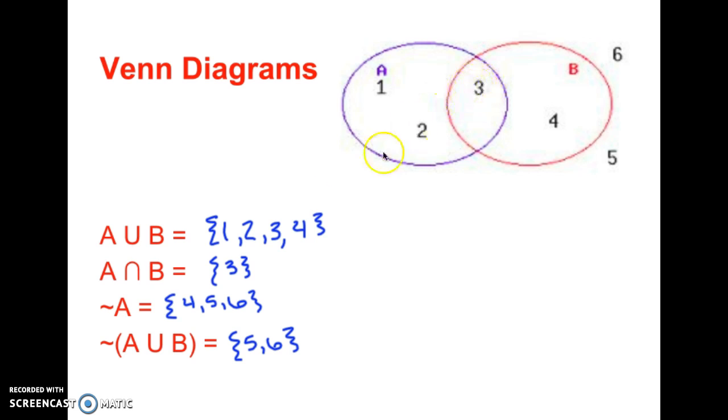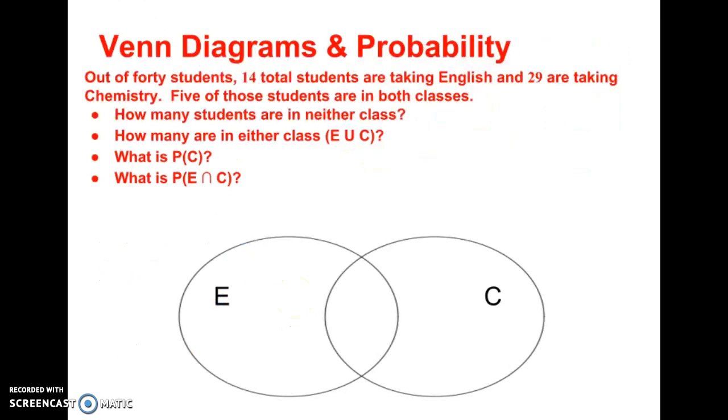I only write the 3 once. These are the elements that are in A and B, so that's where they overlap, and that's the 3. Not in A, so I have 4, 5, and 6, all except for these 3. And these are the elements that are not in A or B. Up here I have the A or B, so that takes out 1, 2, 3, 4. These have to be the others, which are 5 and 6. And this is our final example. We're going to fill out a Venn diagram.